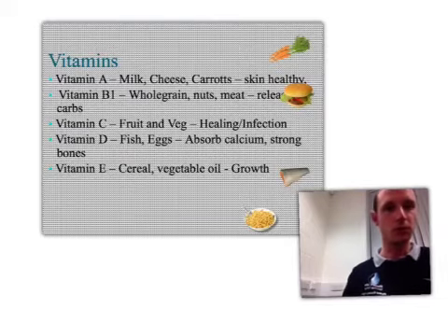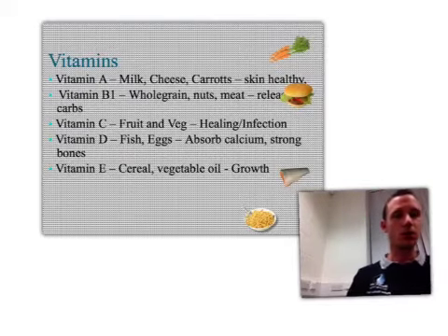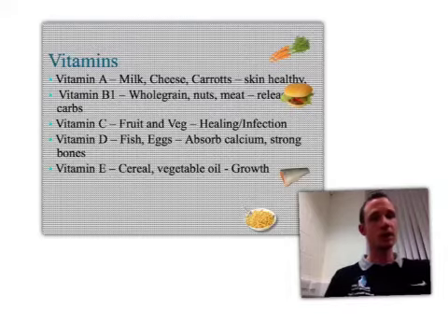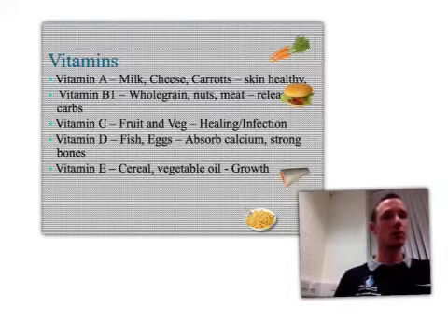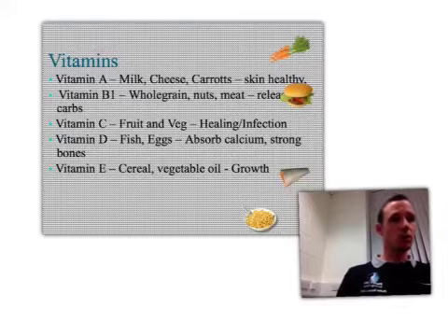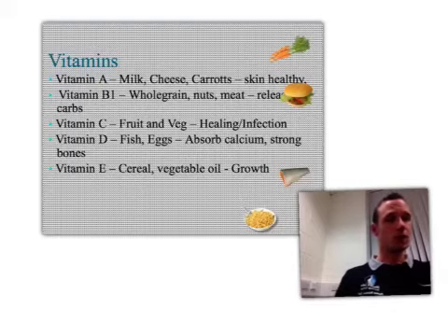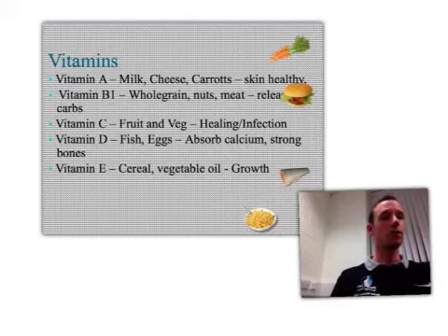Okay, so vitamins. There are a number of different types of vitamins that you can get by eating different types of food. So for example, vitamin A you can get through things such as cheese, carrots and milk, and their main job is to keep the skin healthy. Vitamin B you can get through whole grain, nuts and meat, and they help release carbohydrates into the body. Vitamin C you can get through foods such as fruit and vegetables, and they help with healing and infection. Vitamin D you can get through fish and eggs, and they help absorb calcium into the body, and they help give you strong bones and teeth. And vitamin E you can get through eating things such as cereal, whole grain and vegetable oil, and they also help with growth in the body.